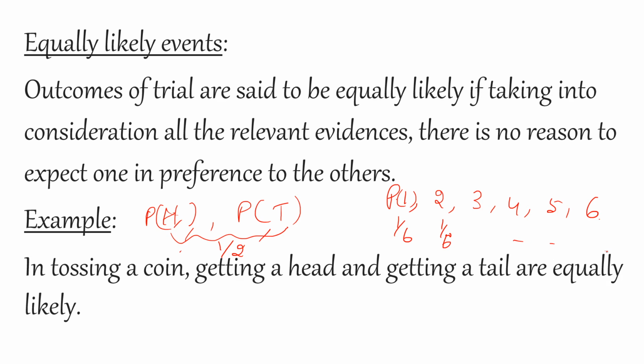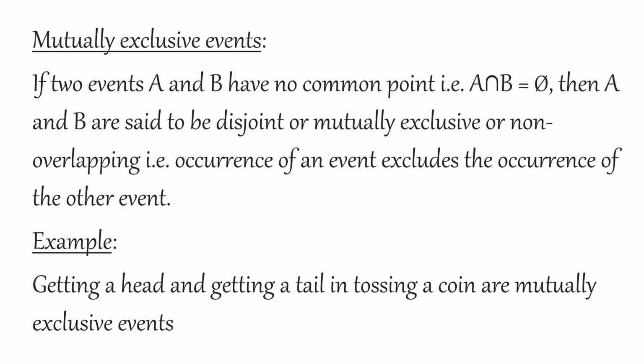All are equal. You cannot say that I like the number 5, my lucky number is 5, so I will get this 2 times. No, never. This will also happen only once. So all the outcomes have probability distributed equally. Then only we say they are equally likely events. Next is mutually exclusive events.